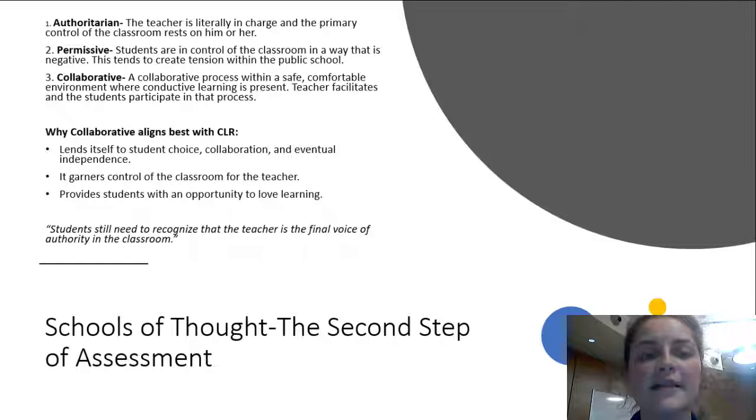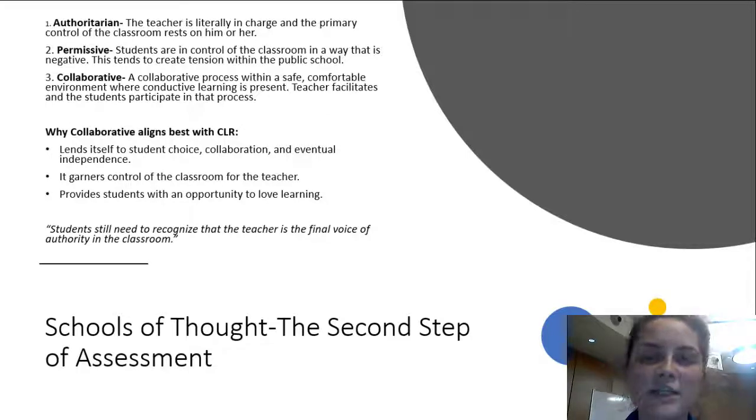So collaborative aligns best with CLR because it lends itself to student choice, collaboration, and eventual independence. So student choice, this is where they have a little bit of freedom. They feel like they have some say in what they're learning about. Collaboration is what I was talking about with the student and teacher going back and forth.